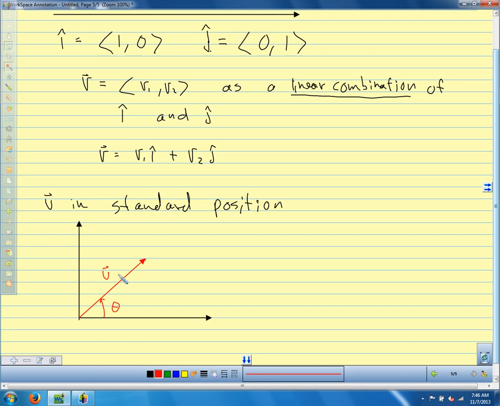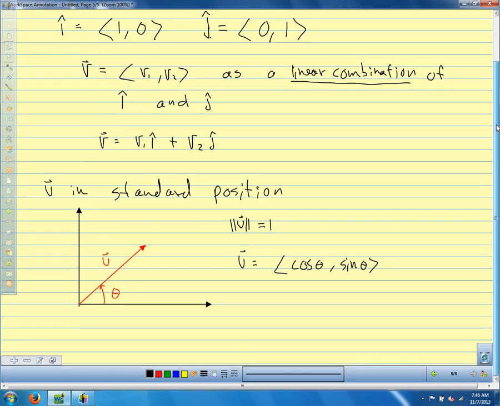We can write that u equals cosine theta, sine theta. And we're saying for this particular one, the magnitude of u is 1, so u is a unit vector. So our components are just the cosine of the angle, which gives us the x component, and the sine of the angle, which gives us the y component.